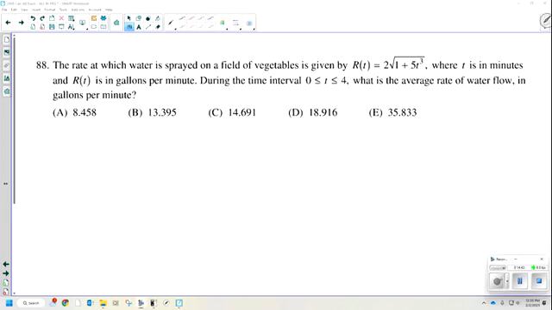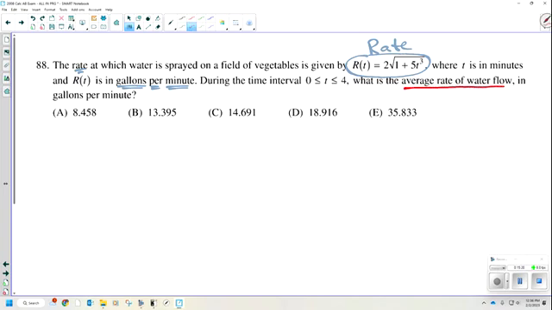Number 88, finally, just a word problem, no graphics whatsoever. The rate at which water is sprayed onto a field of vegetables is given by R of t. This is nice, because they tell us this is a rate right here. Where t is in minutes and R of t, which is a rate, is in gallons per minute. If it is a rate, we have to have some unit per time. During the interval between 0 and 4 inclusive, what is the average rate of water flow in gallons per minute?